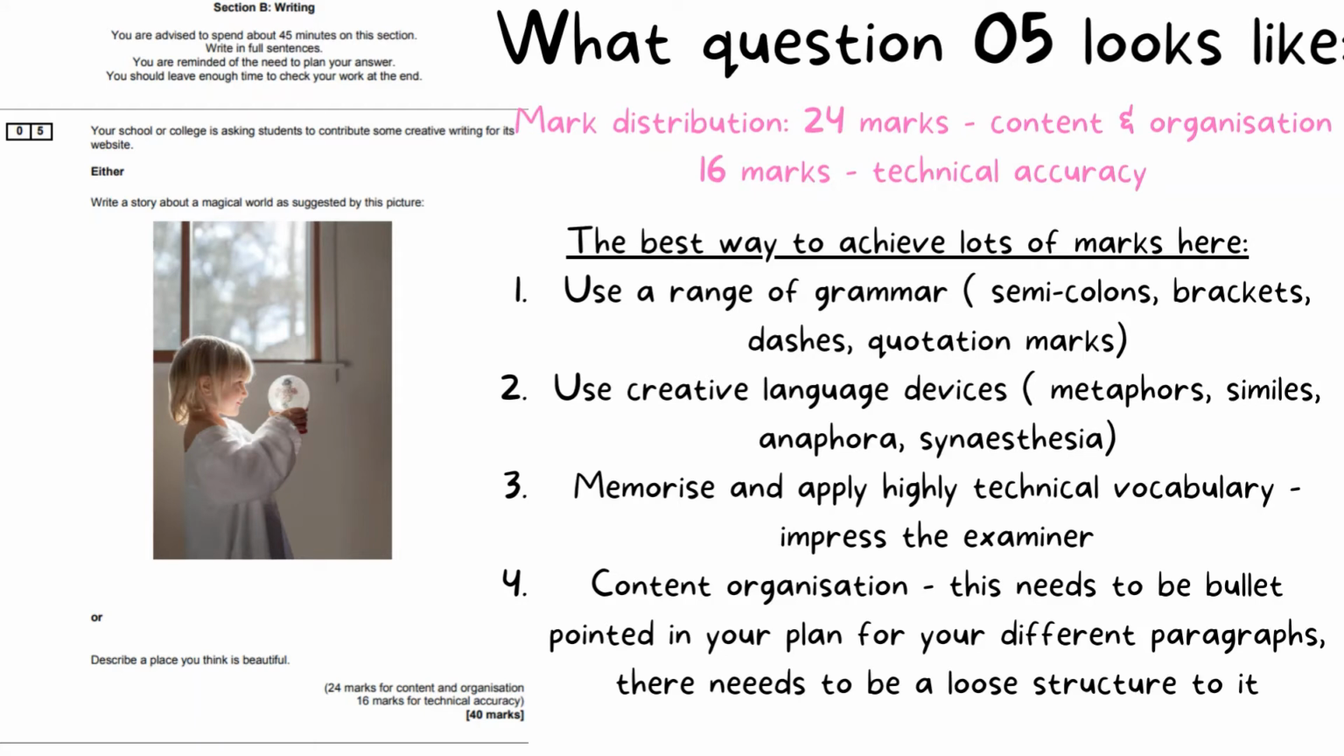Tip 2, use creative language devices, such as metaphors, similes, anaphora. In GCSE English Literature, we focus on analysing and annotating those. Now, what you need to do in this section, Section B, is actually put those into play. Use the metaphors, use the similes, as you already know the effect it has and the effect it allows the reader to feel.